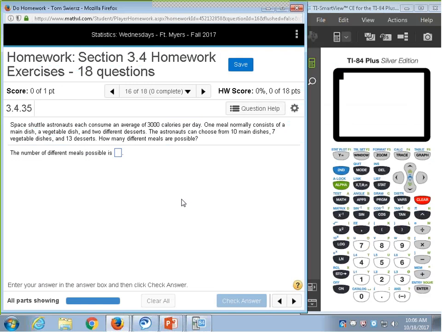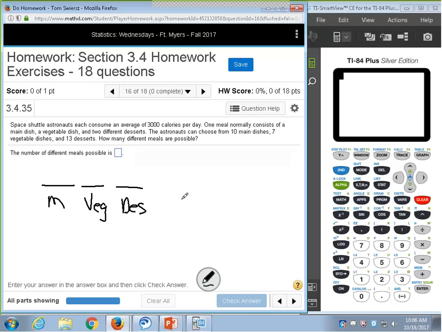Space shuttle astronauts each consume an average of 3,000 calories per day. One meal normally consists of a main dish, vegetable dish, and 2 different desserts. The astronauts can choose from 10 main dishes, 7 vegetable dishes, and 13 desserts. How many different meals are possible? Okay, so what do we have? We have a main dish, a vegetable dish, and a dessert, right? Okay, now, so we got to find out how many ways of each one and then multiply, right, by the counting principle.